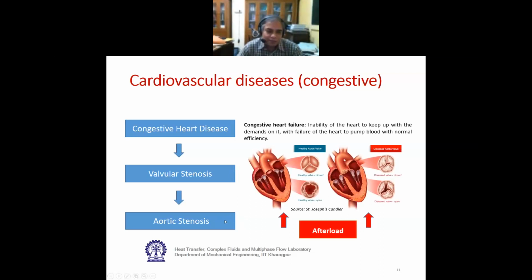But we do not have much time. We will talk about only aortic stenosis out of these many cases. So if there is aortic stenosis, then what will happen? The aortic valve will not open properly and will not close properly. This is the healthy aortic valve. We can see how it is opening and closing. But in case of aortic stenosis, it will not open or close properly, which will increase the afterload of the heart.